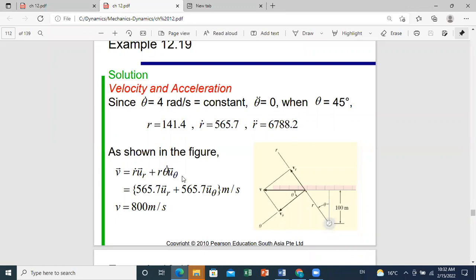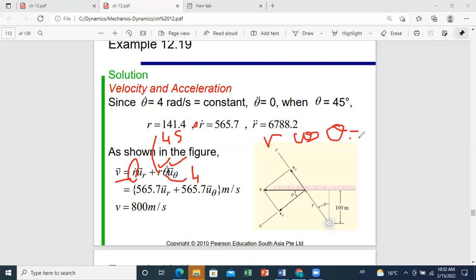Okay? You should find what is the expression of r dot. And r and theta dot, you have them. Theta dot is 4. R, you calculate it at 45 degrees. Okay? Now to get r dot, how do you get it? You should derive the relation r cosine theta equal to 100. When you derive this relation, the term r dot will appear.